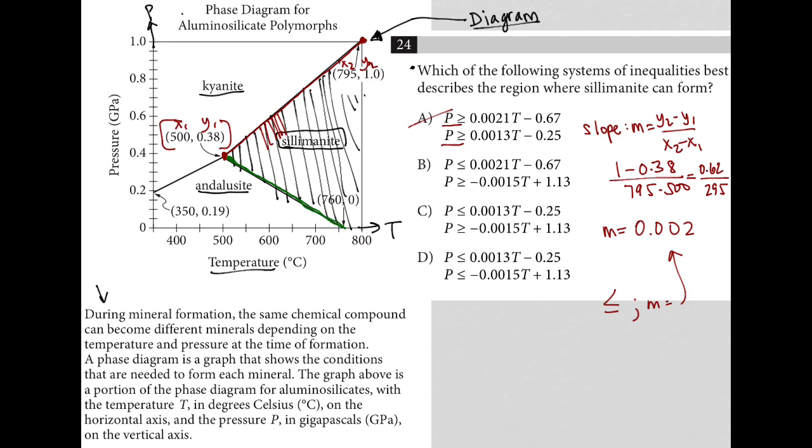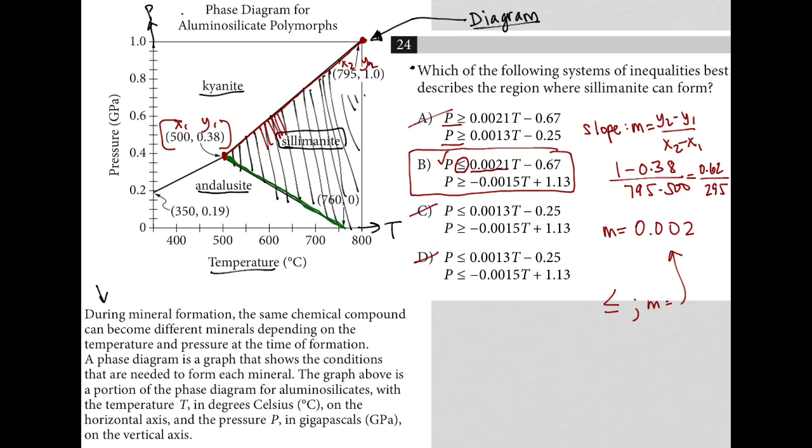Choice B has less than or equal to, which is good. And it has 0.002 slope. So that looks good. Does that show up anywhere else? No, it doesn't. It doesn't show up in C. It doesn't show up in D. So voila, there we go. Choice B must be the correct answer.